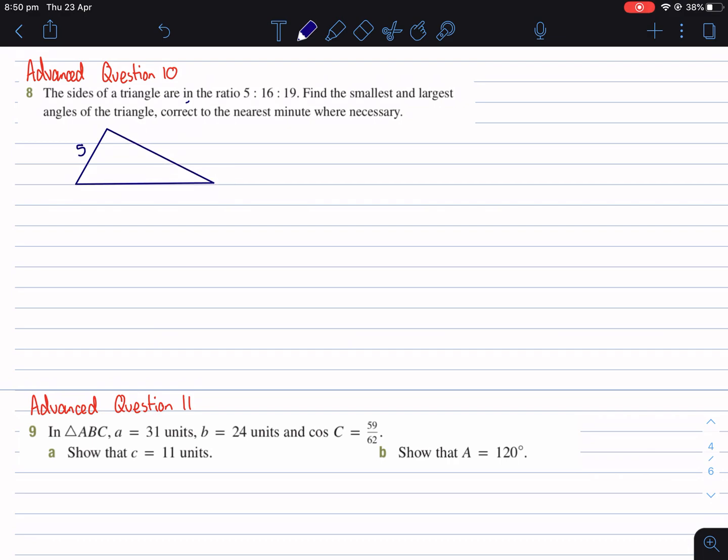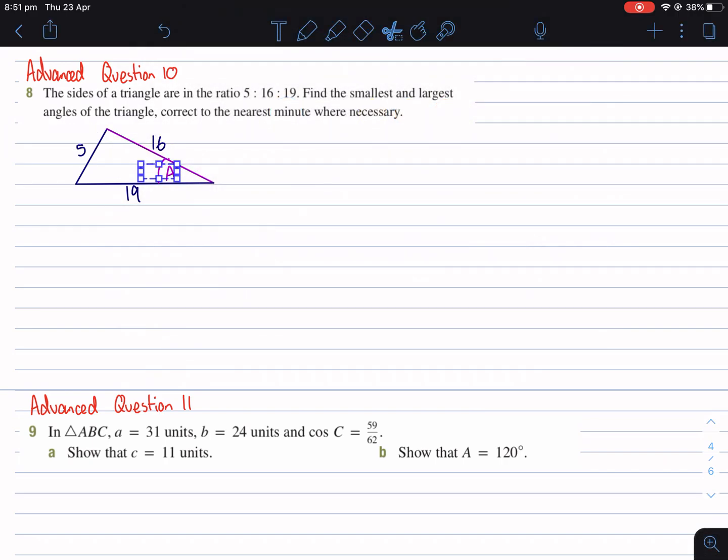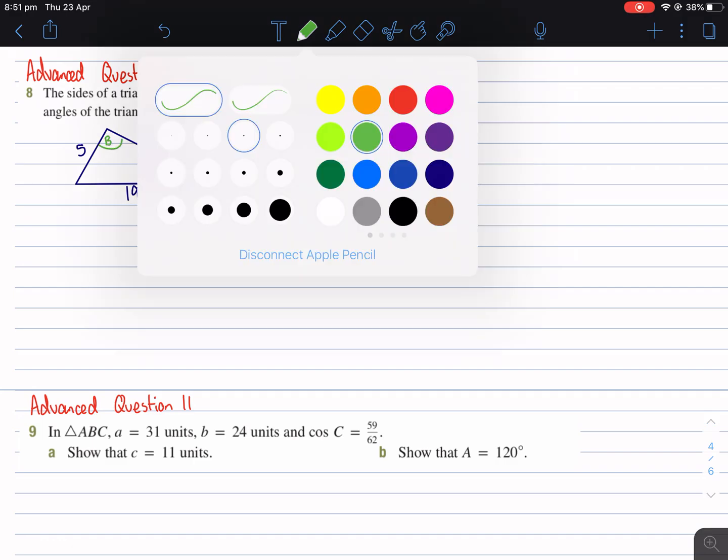We're just going to make one side 5, one side 16, and one side 19. Because sine, cos, and tan and all of that, they're technically rules for similar triangles. It doesn't matter that it's just the ratio, we don't know the actual lengths, because everything would be fractions and it would simplify down to the same stuff anyway. So the smallest angle is going to be opposite the smallest side. So this one, I'm going to call it A. The largest angle is going to be opposite the largest side, so I'm going to call that B.